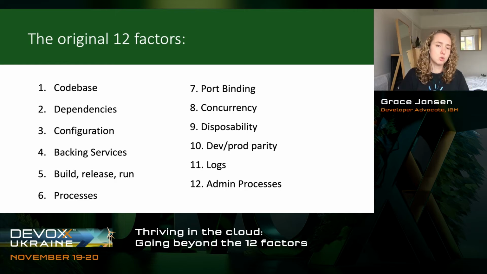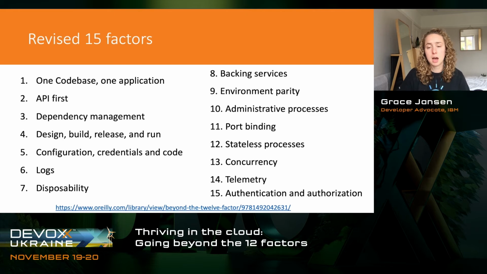And so the original 12 factors were iterated upon to create the 15-factor app methodology. This was created by an author called Kevin Hoffman from Dynatrace, and essentially it's loosely based around the original 12 factors. You'll see some commonalities, but there are additional revisions to each of them, and there are additionally 3 new factors, which are API first, telemetry, and authentication and authorization.